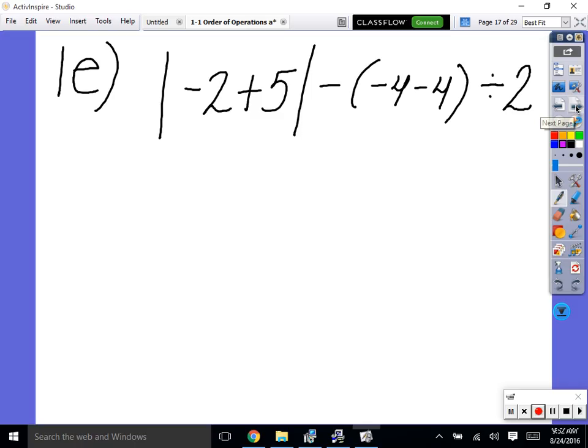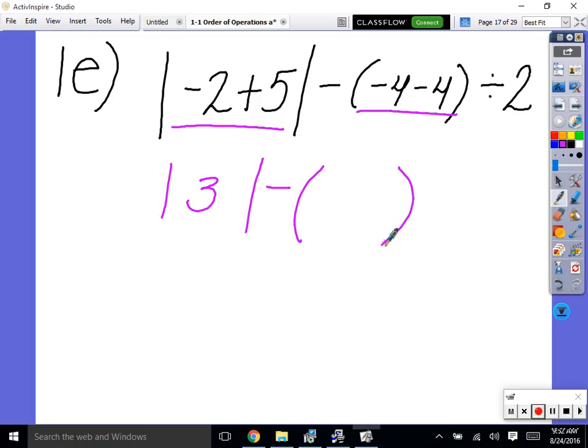Okay, looking at this one, it's a good review because a lot of people forget what absolute value signs mean. So remember, we simplify inside parentheses first. Let's simplify in sections. Let's simplify that and that inside parentheses. So won't this be the absolute value of 3? Then we have this minus sign, and inside our parentheses, we're going to put our parentheses.